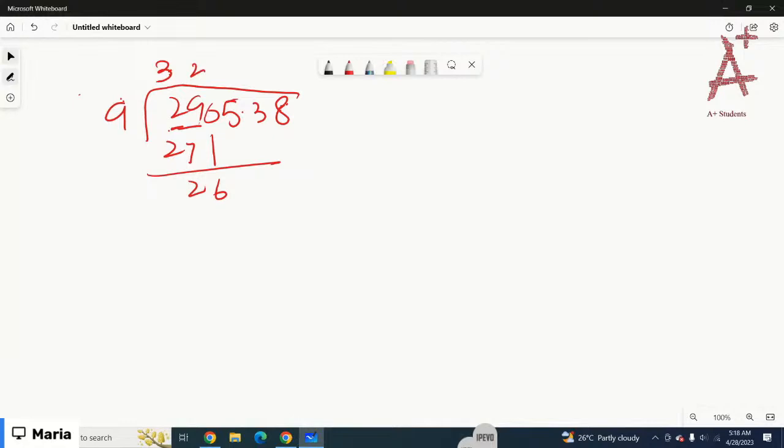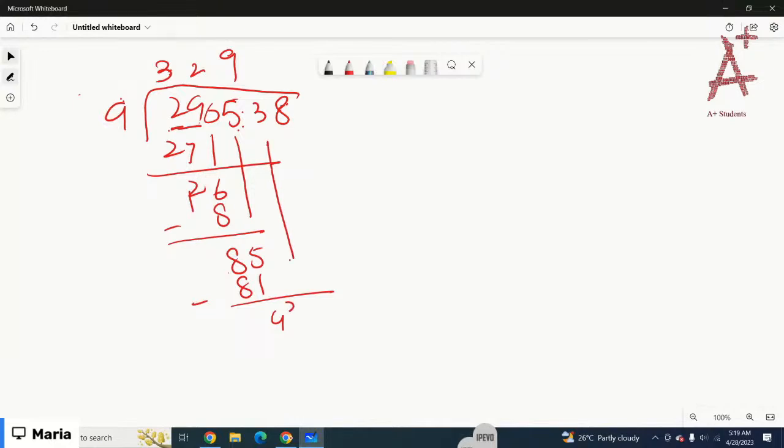So we can go for 9 times 2 is 18. So it would be 8. Now bring the 5 down. 9 times 9 is 81. Now 85 minus 81 is 4. Now bring the 3 down. 9 times 5 is 45. We can go for 9 times 4. 9 times 4 is 36. So it would be 7.